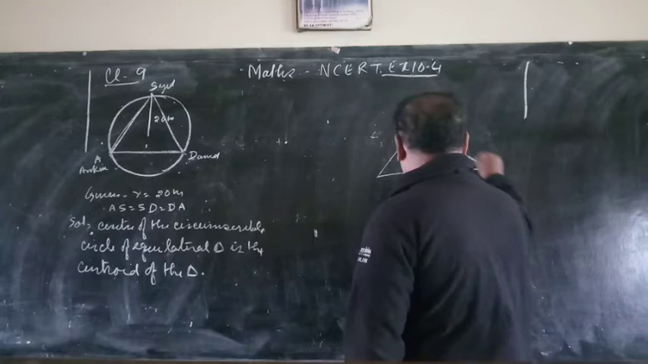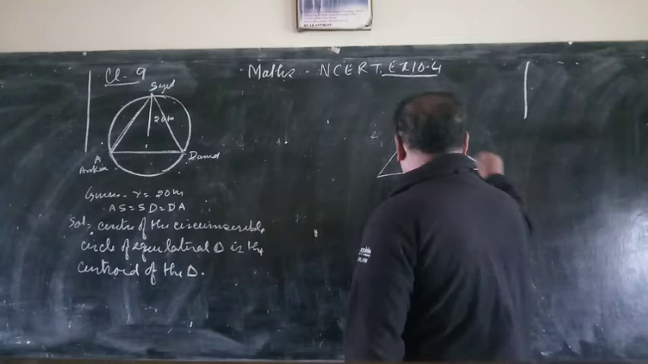Now what will we do? This is the center, we will extend it up to M. Now AO is to OM is equal to 2:1, because O is the centroid of the triangle and the center of the circumscribed circle. CC means circumscribed circle. So AO is to OM is equal to 2:1.